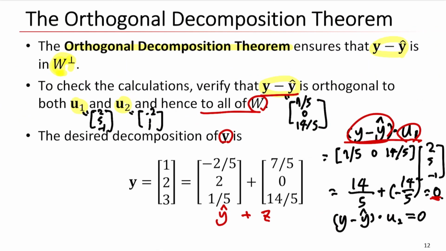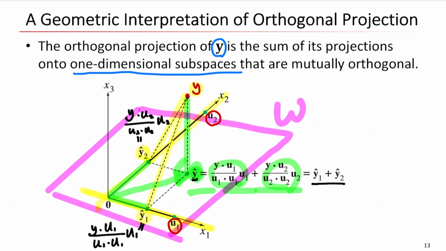So in this case, the y minus y hat, which is z, right? So z is orthogonal to u1 and u2. So z is orthogonal to all of the w, right? So that is a perpendicular space. Z is in the perpendicular space of the w, right? And then the vector y can be represented as y hat plus z, like this, right? So this is the example, right?